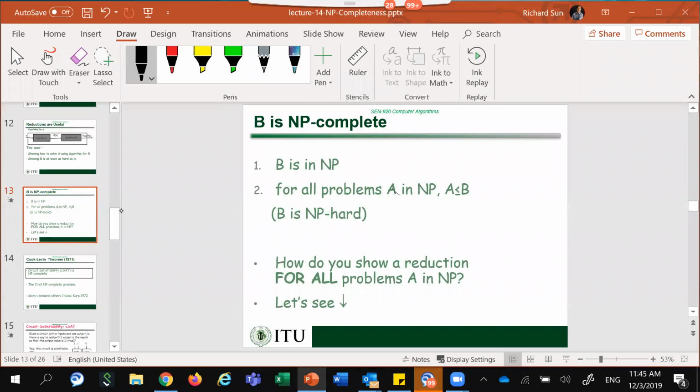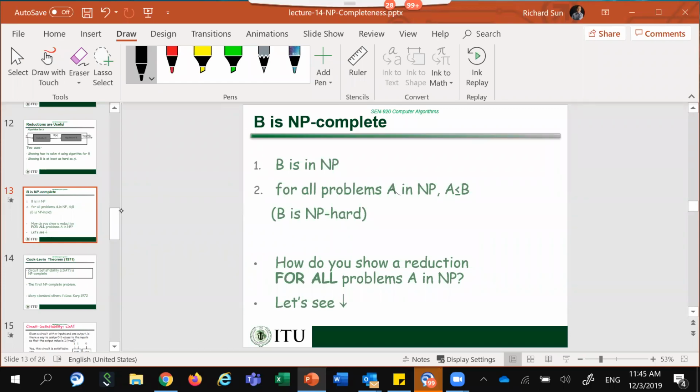Okay, so this is the formal definition of NP complete, to define what we mean by hardest in NP. It means all the problems in NP must be polynomial time reducible to B. So this is the formal definition. When you prove a problem to be NP complete, you need to prove this.